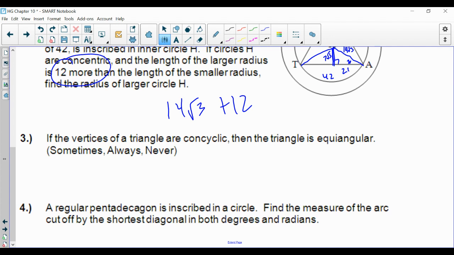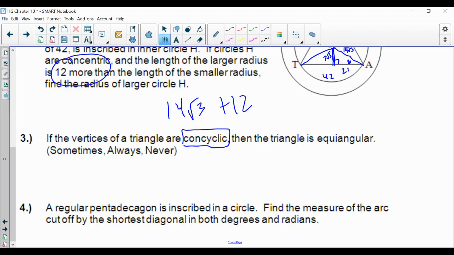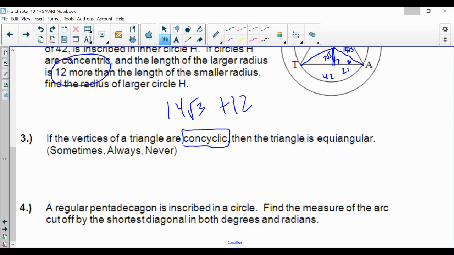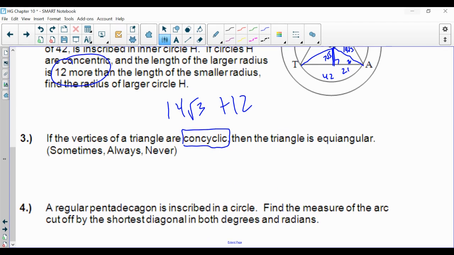All right, number 3, and always, sometimes, never. The vertices of a triangle are concyclic, which means, and this is why this is here, that you can draw a circle around all the points. So it's kind of like collinear, where we're talking about all points on the same line. These would be all points on the same circle.